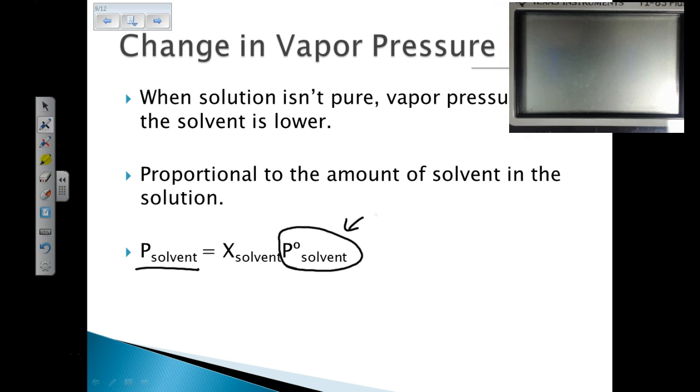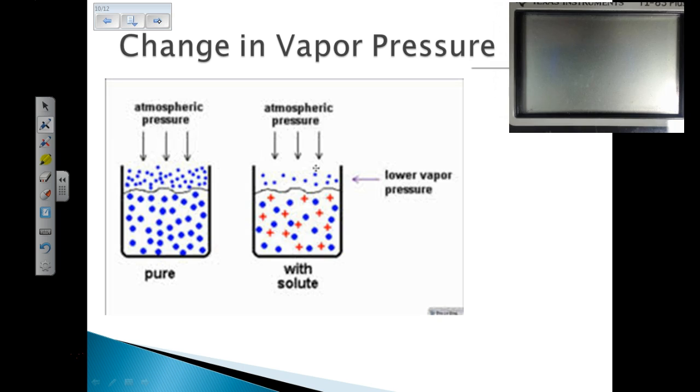And remember, there are tables of all of this stuff, so we can look up what the vapor pressure is at certain temperatures. And this here is the mole fraction. If we know how much of the solvent is there compared to the whole solution, then we can also find out what its vapor pressure is. And so this is kind of the chemistry behind this.